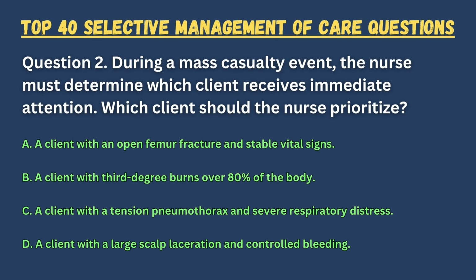Question 2. During a mass casualty event, the nurse must determine which client receives immediate attention. Which client should the nurse prioritize? A. A client with an open femur fracture and stable vital signs. B. A client with third-degree burns over 80% of the body. C. A client with a tension pneumothorax and severe respiratory distress. D. A client with a large scalp laceration and controlled bleeding.